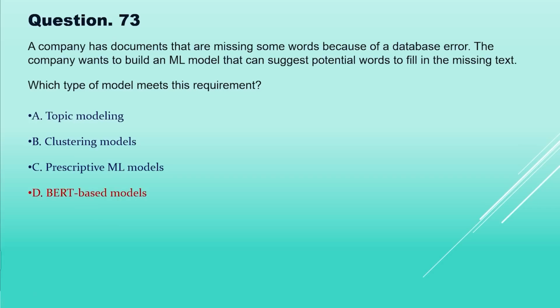So the correct answer here will be option D, BERT-based model, because BERT, which stands for Bidirectional Encoder Representations from Transformers, uses a masked language modeling approach. It learns how to predict a missing or masked word in a sentence based on the surrounding context. So this makes a BERT-based model ideal for suggesting potential words to fill in the missing text. So option D is correct here.